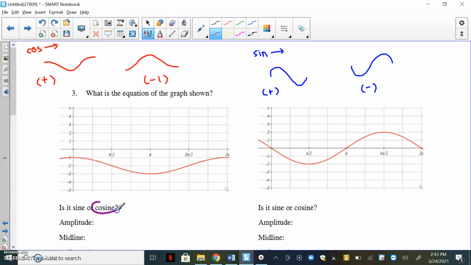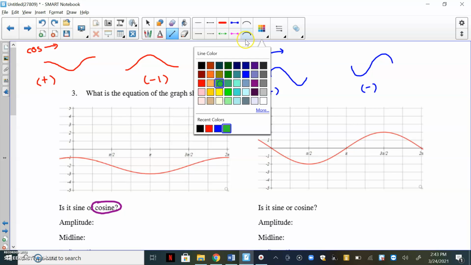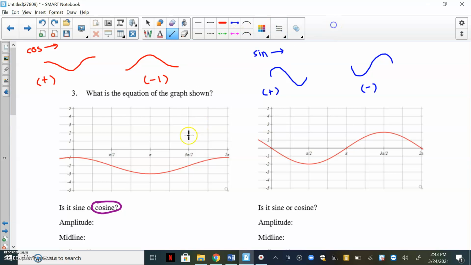All right, so the first thing you always want to figure out when you're looking at a graph like this is the midline. That is your best bet. You look at this and you're like, my highest point is at -1, my lowest point is at -3. So the middle of that is going to be right here at -2, which means I will go ahead and take my pen and draw a line here.